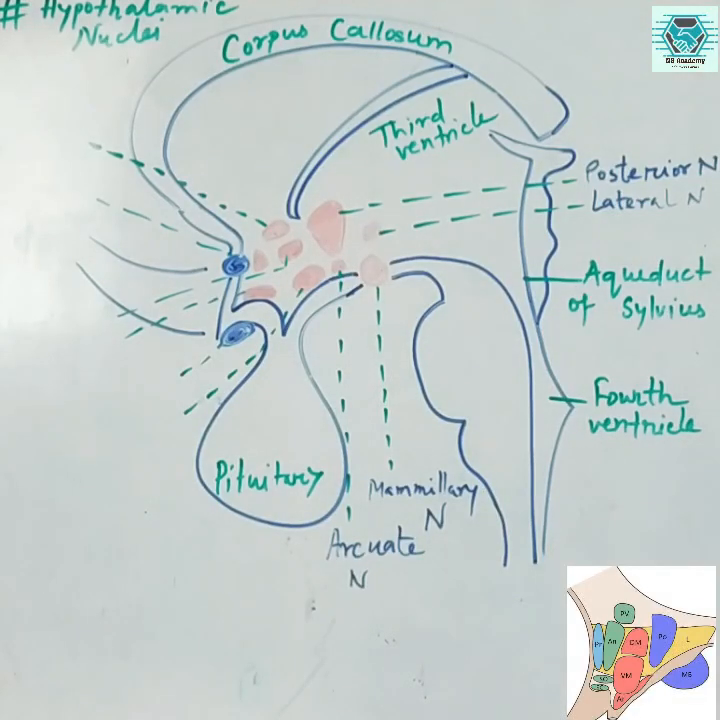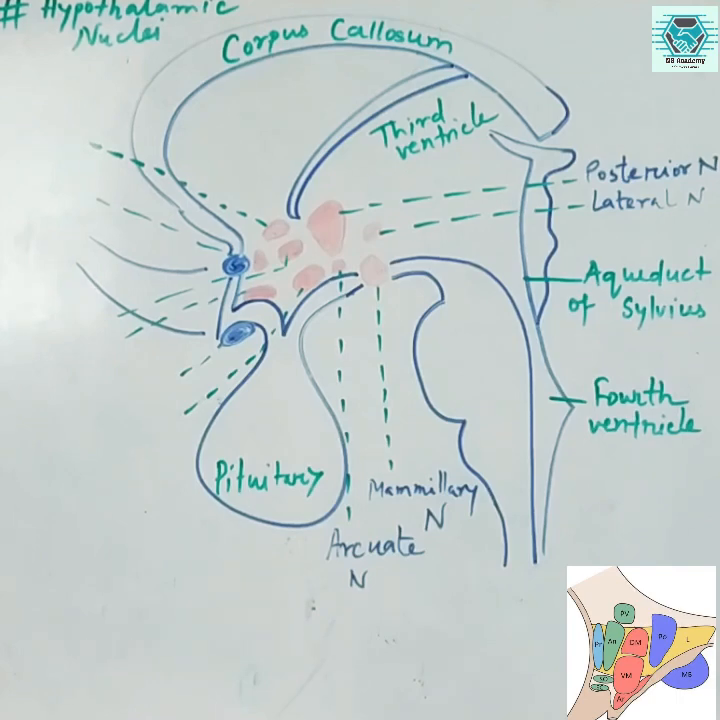Today I will discuss the hypothalamus. The hypothalamus is the area of the brain which forms the floor and part of the lateral wall of the third ventricle. Here this portion is the hypothalamus, and you can see in the diagram the various red spots in it. These are all the nuclei, because the hypothalamus is composed of many nuclei which are scattered in the area.